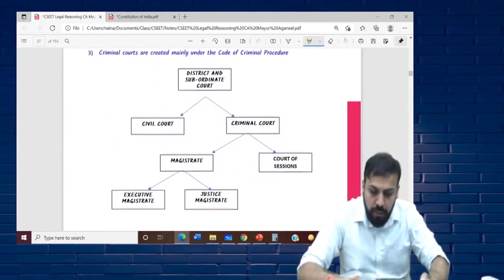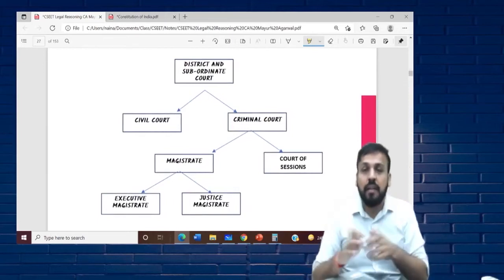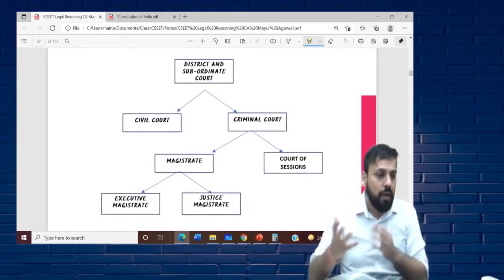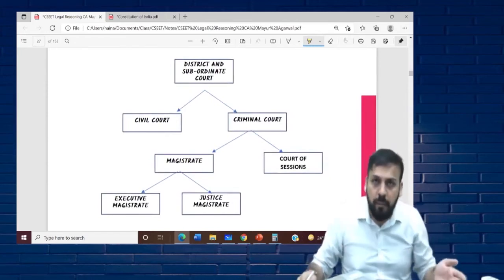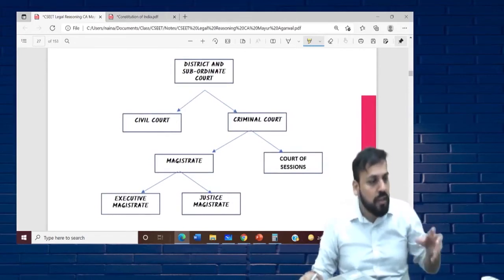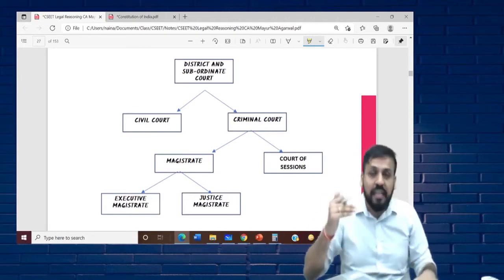Now let us come to the subordinate court. In subordinate court, matters like civil wrong, which is private wrong, will be looked after by civil court, and public wrong will be looked into by criminal courts. In criminal courts, there is magistrate and court of sessions.